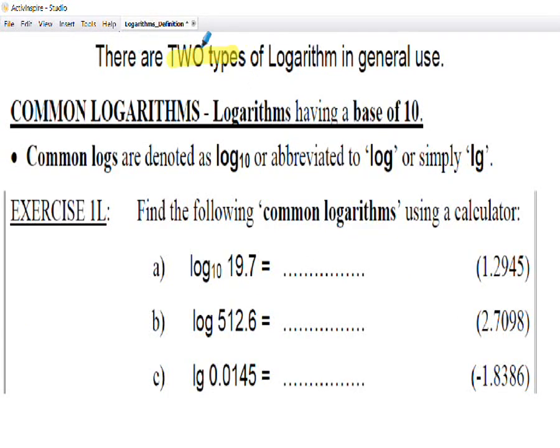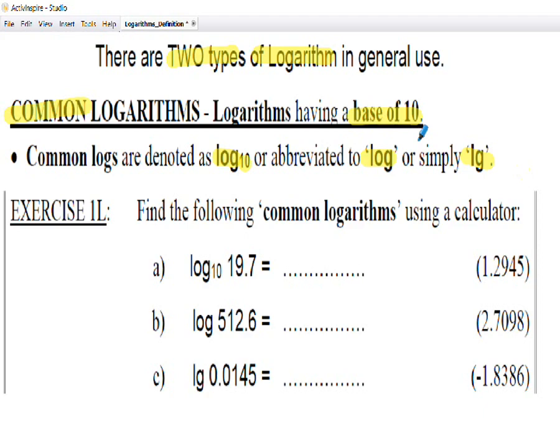There are two types of logarithm in general use in scientific and engineering work. The first one is called the common logarithm, and this is a logarithm to the base of 10. We often denote log to the base of 10 as log with a suffix 10, or log with no suffix, where we default that to 10, or simply lg. Each of those three expressions mean exactly the same thing. They're all common logarithms.